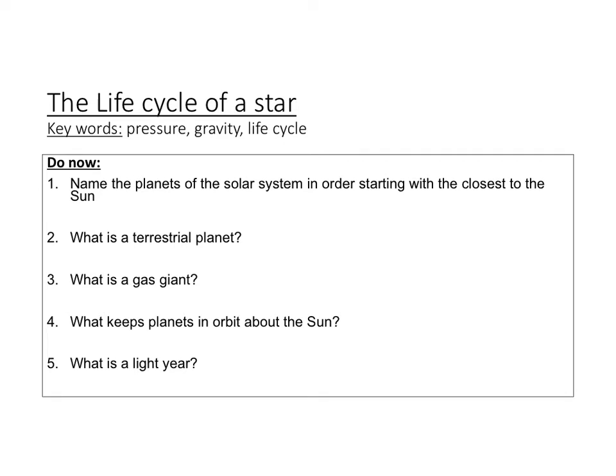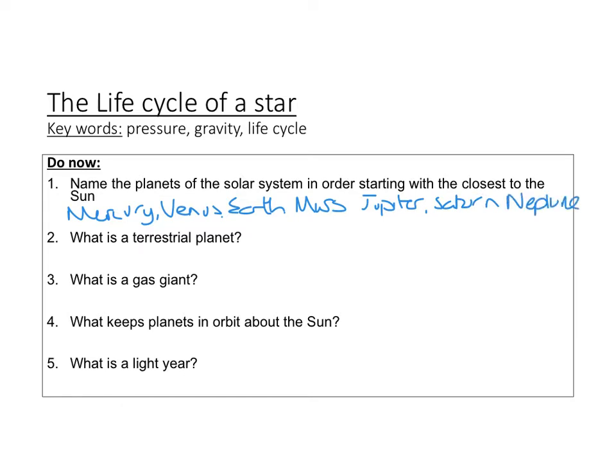Okay, so the first question: name the planets of the solar system in order, starting with the closest to the sun. So we've got Mercury, Venus, Earth, Mars, Jupiter, Saturn, Neptune, and Uranus. Okay, capital letters because they are names.